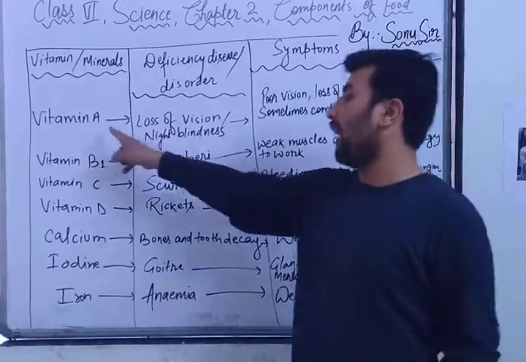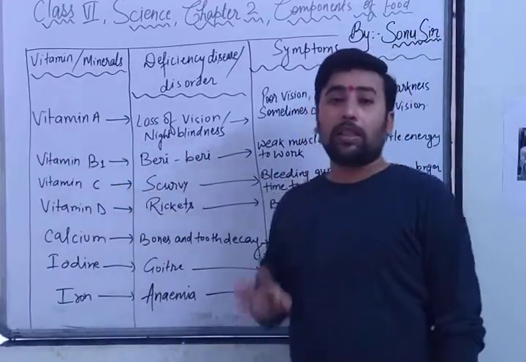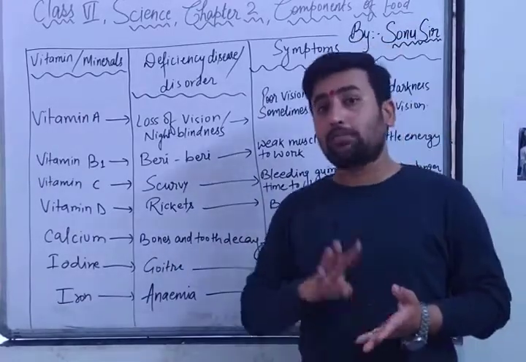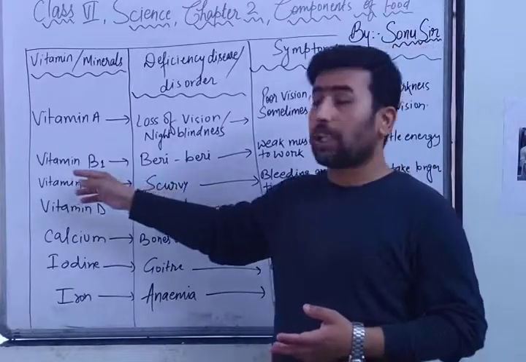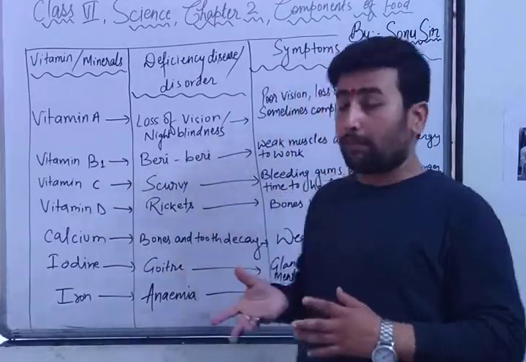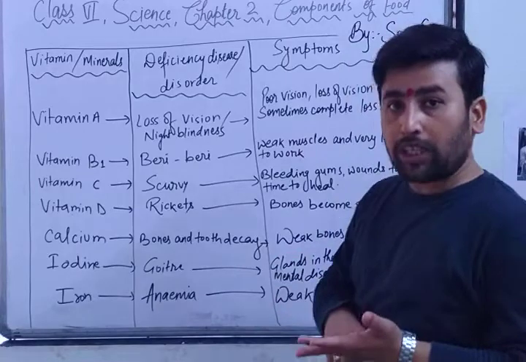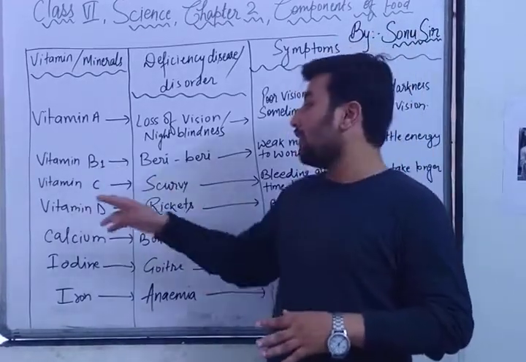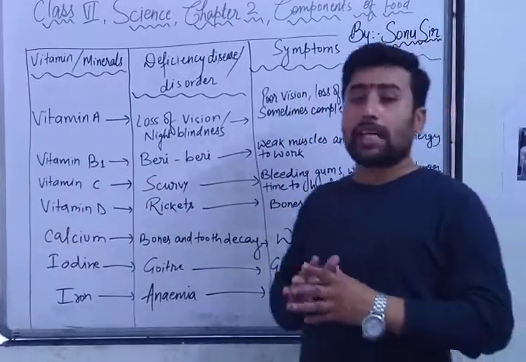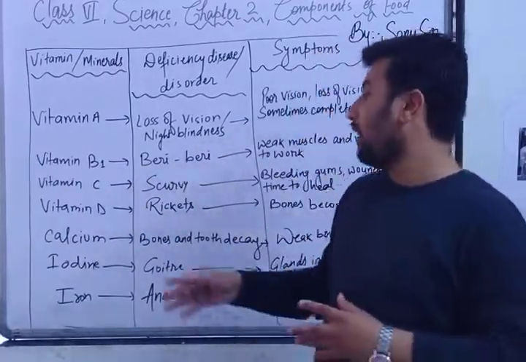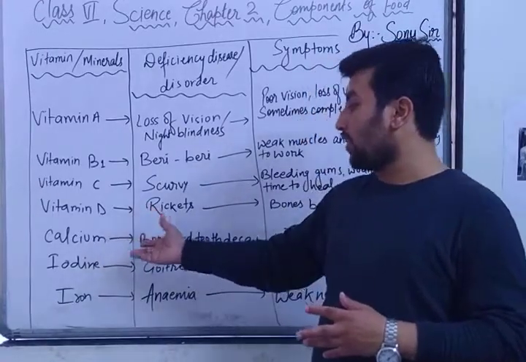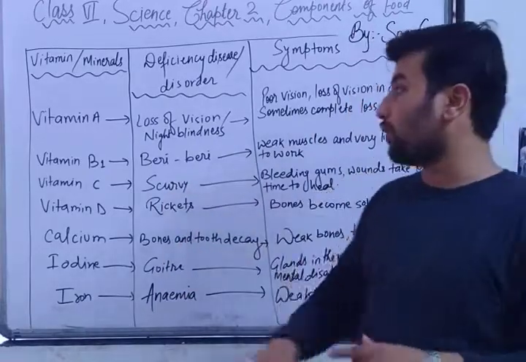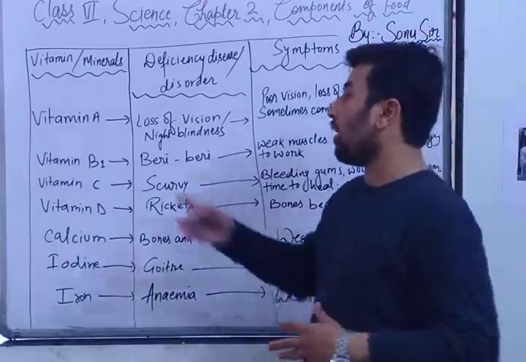See here, vitamin A, and here I have written only vitamin B, but I am telling you vitamin B is a B complex: B1, B2, B6, B12. There are 5 or 6 types of vitamin B. Then vitamin C is there, vitamin D is there, vitamin E and vitamin K are there. After the vitamins, calcium, iodine, iron, zinc, and many more minerals are also there. But here in standard 6 we have to study only these. So let's start with vitamin A.